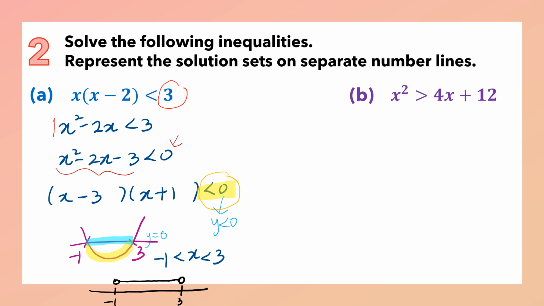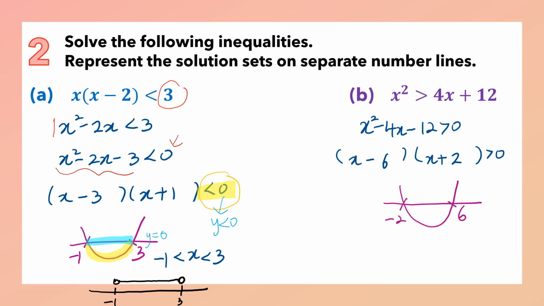Okay, let's look at part B. Applying the same concepts, bring everything to the left hand side, factorize it into two linear factors. Draw your quadratic curve, U-shape again because the coefficient of x squared is +1. Put down your two x-intercepts, which are -2 and 6. Identify the region you're interested in, which this time is y more than 0. You want your positive y, hence you're interested in above the x-axis.